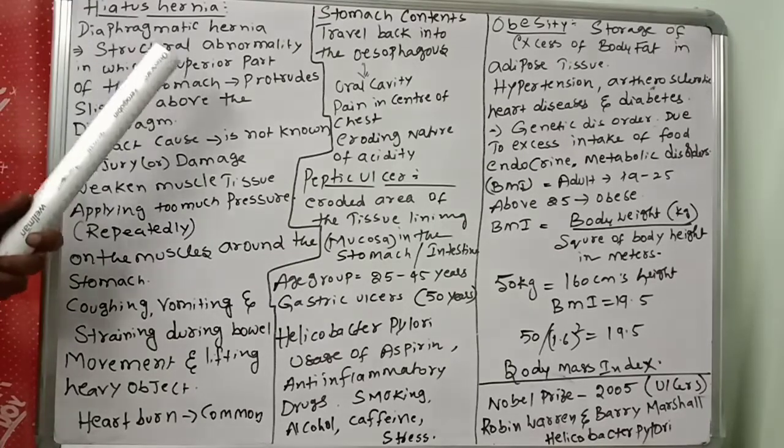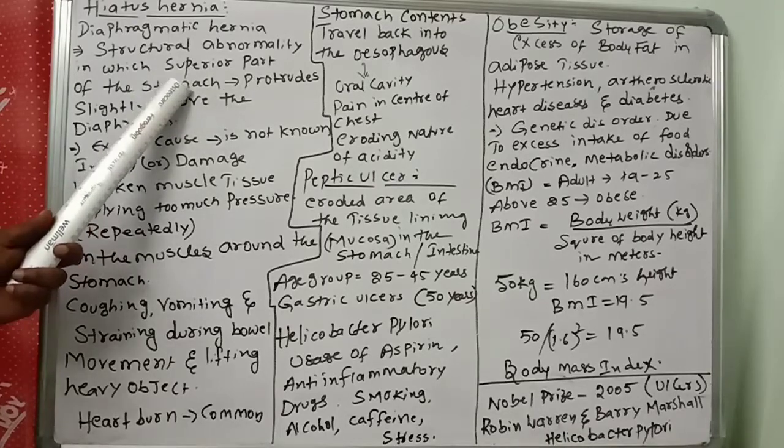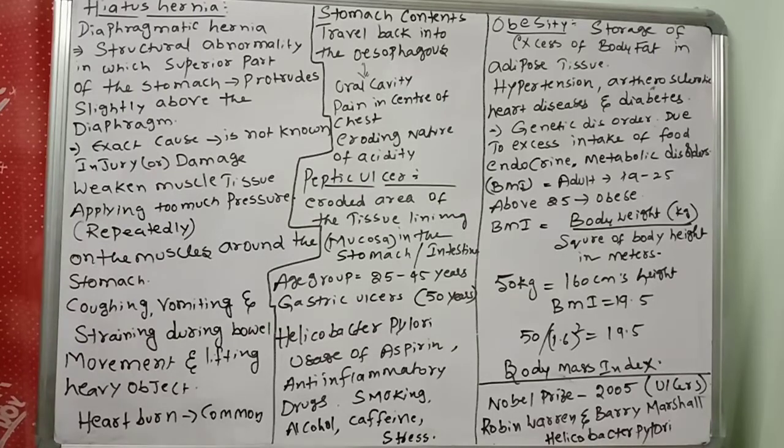So hiatus hernia. It's a structural abnormality in which the superior part of the stomach protrudes slightly above the diaphragm. Stomach part protruded above the diaphragm. So very dangerous problems. These two are peptic ulcer and hiatus hernia. Maybe the exact cause of hiatus hernia is not known.